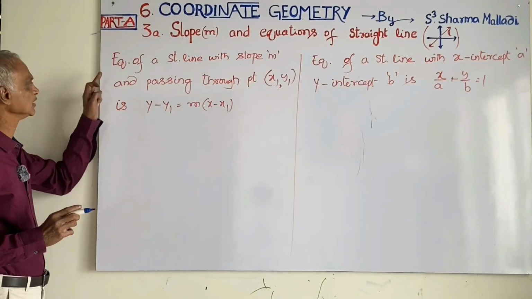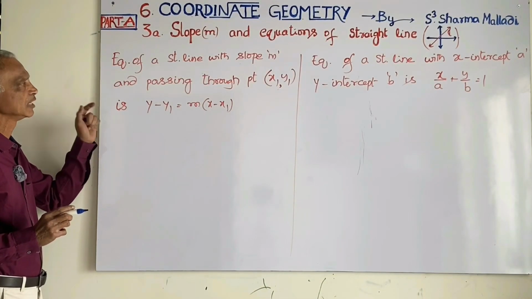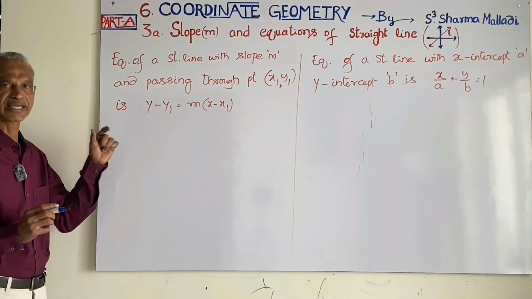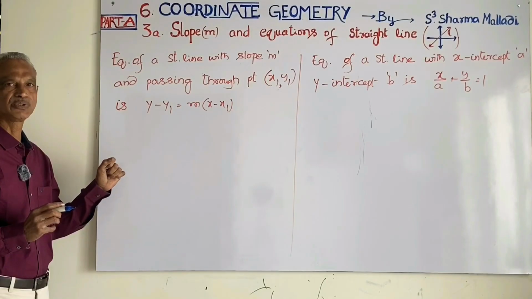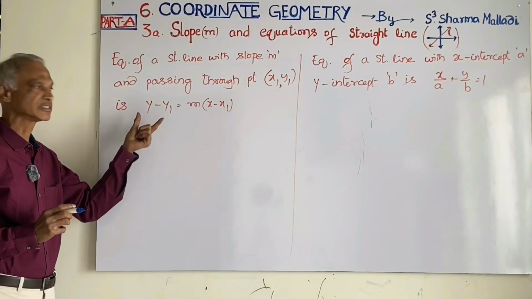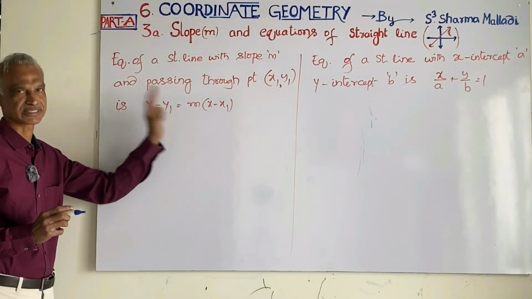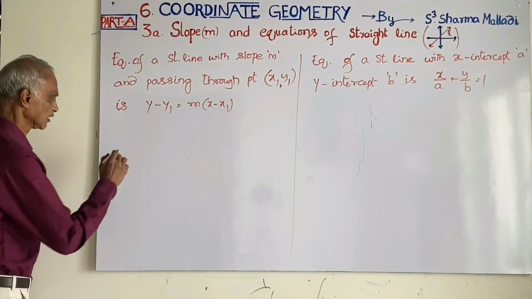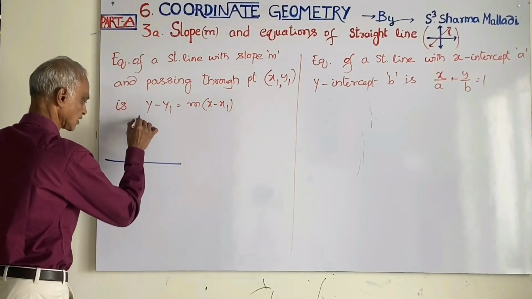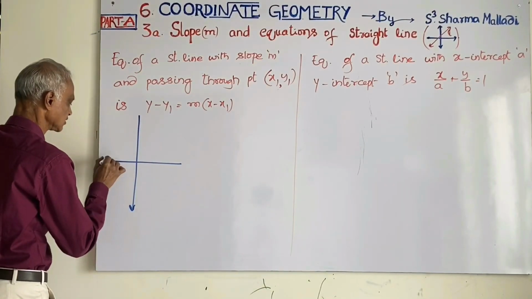Now we have to find the equation of a straight line with slope m and passing through the point x1 y1, which is y minus y1 is equal to m into x minus x1. This is y is equal to mx. It is in the form of y is equal to mx. Now, this is x-axis and this is y-axis.